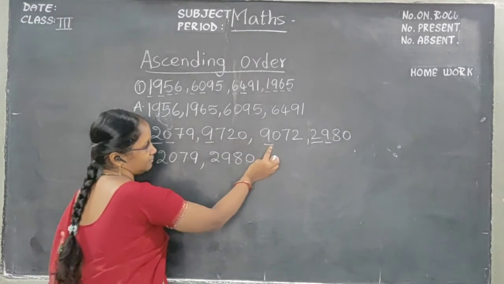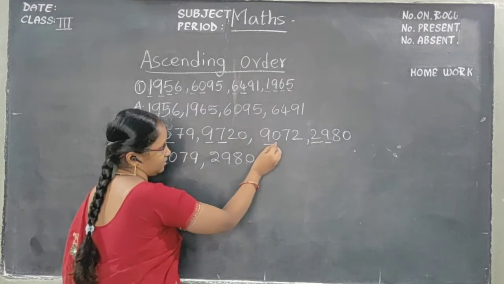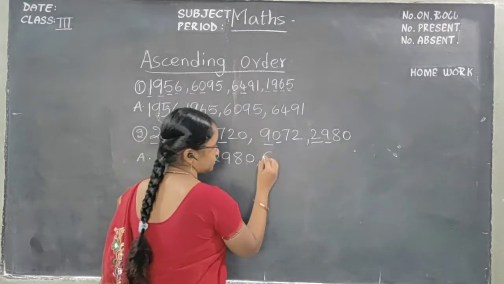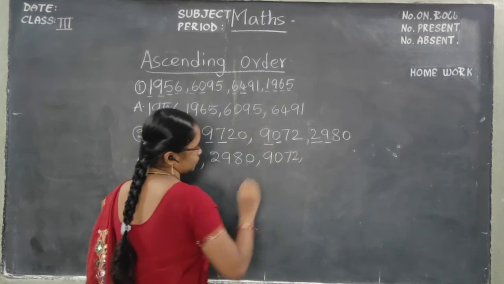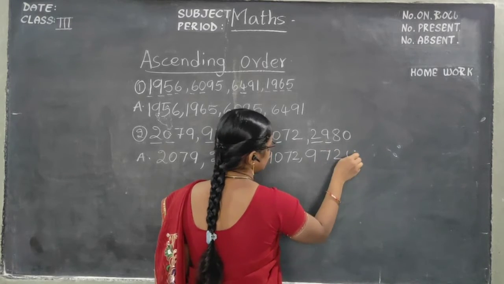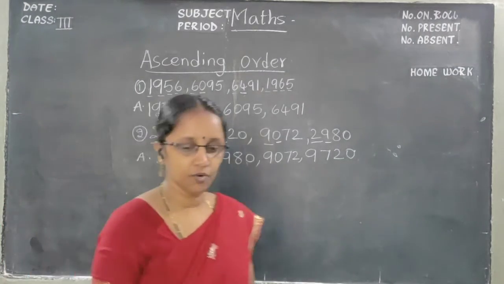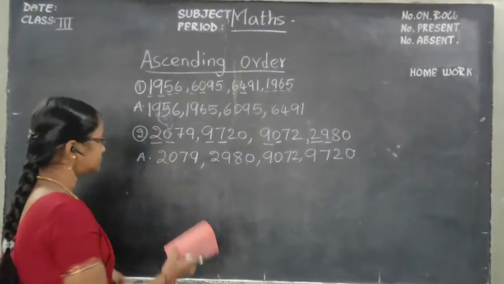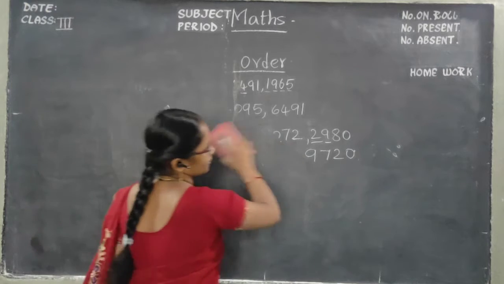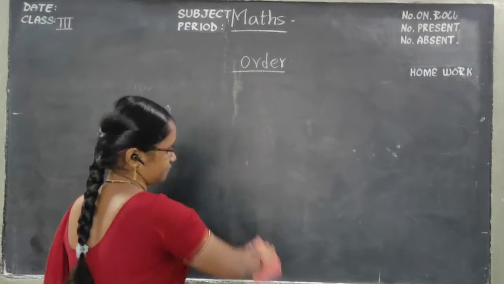Next, 9s. Both are the same. See the second number in hundreds place. Here what is there? 7. Here is 0. So is 7 small or 0 small? 0 is small. So 9072. Here only one number remains, that is 9720. Have you understood how you have to write? Now next we will move on to descending order. The remaining 2 sums you do as your homework, children. The first 2 sums I have explained.